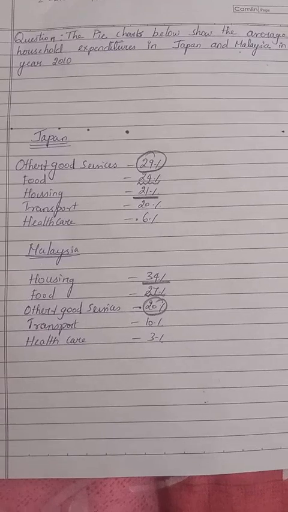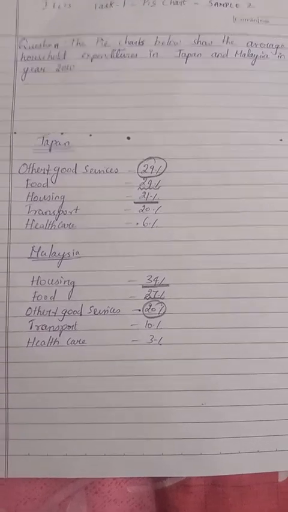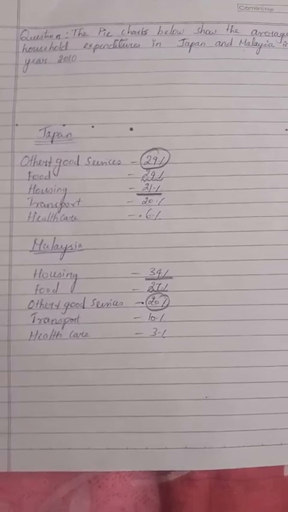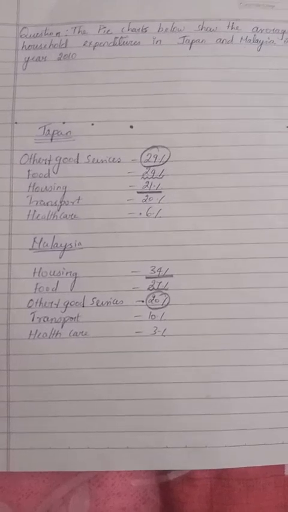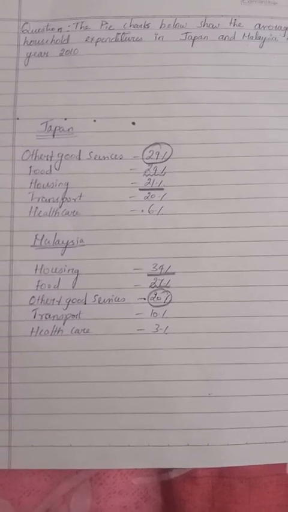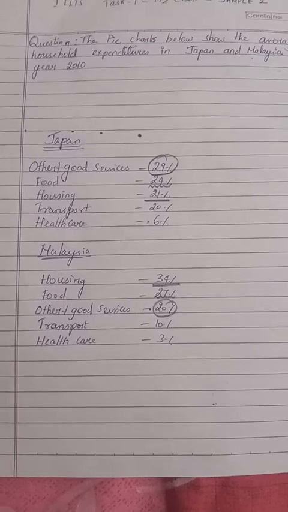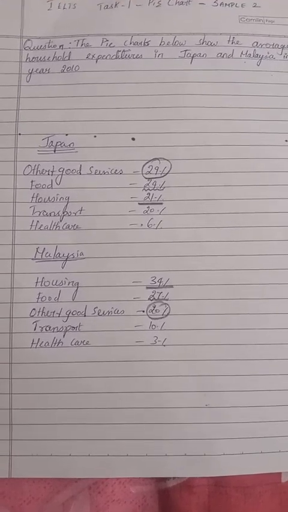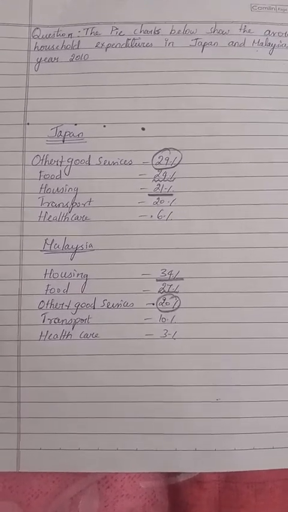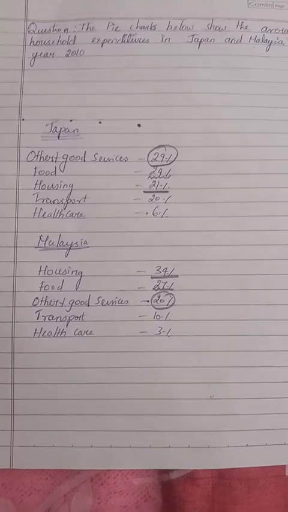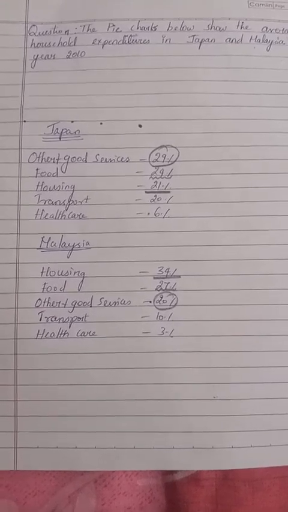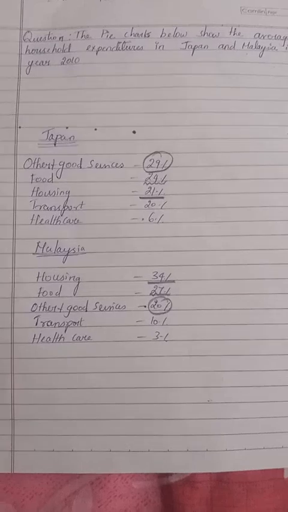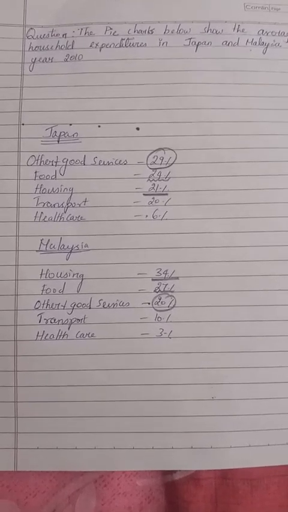and after that, other goods and services. In Japan they are giving priority to food, it is 24%, and Malaysia the same, but they are giving higher importance, that is 27%, compared to Japan. And then thirdly, they are giving importance to housing, 21%, but in Malaysia, rather than housing, other goods and services play a third place in their expenditure, about 20%.